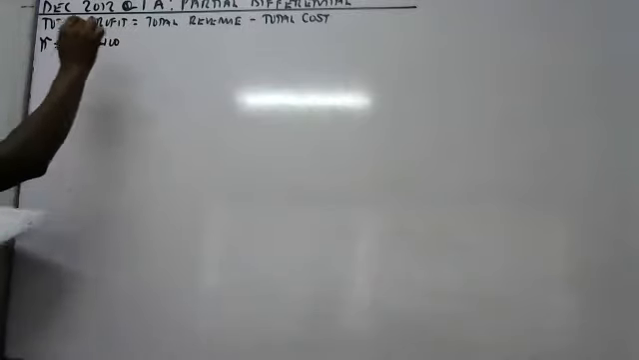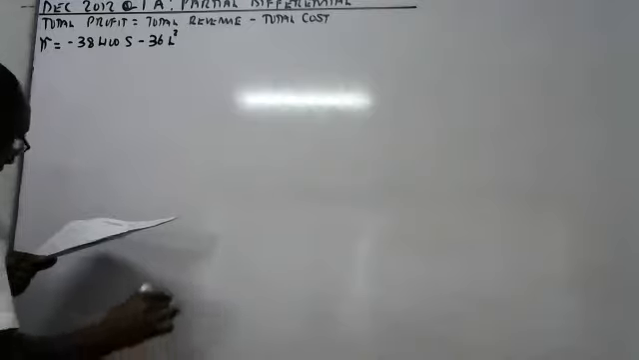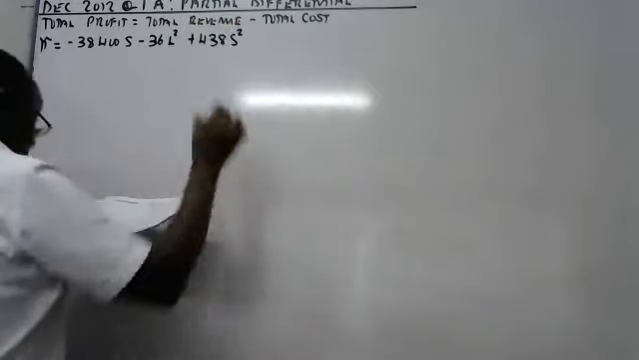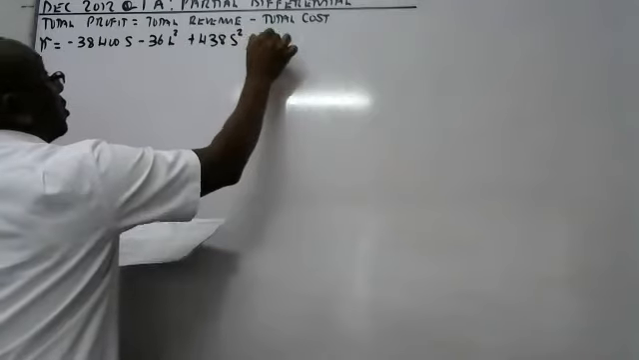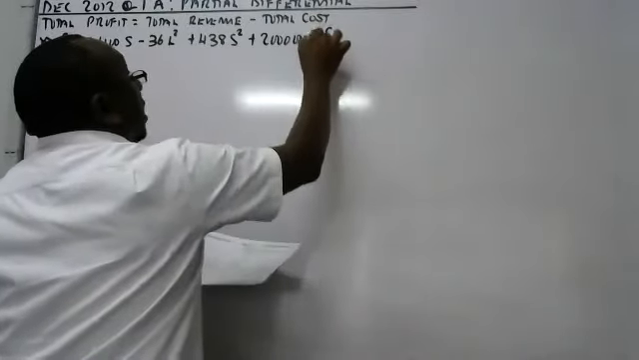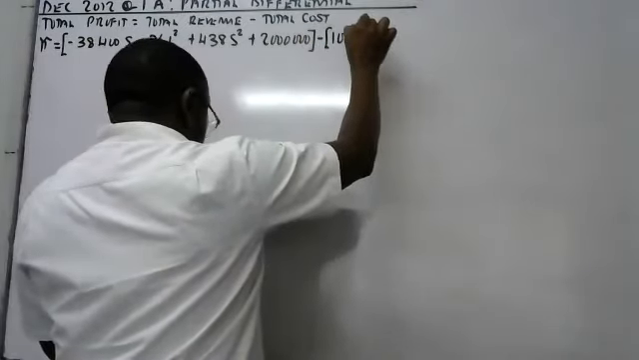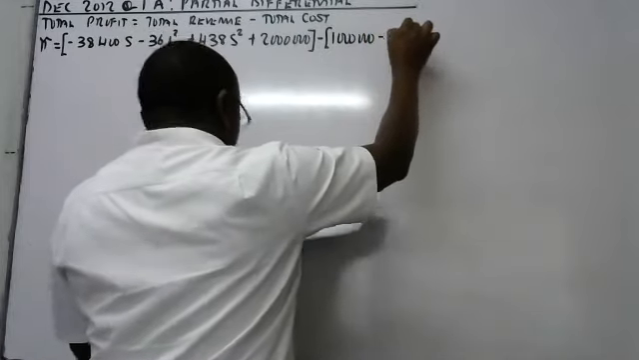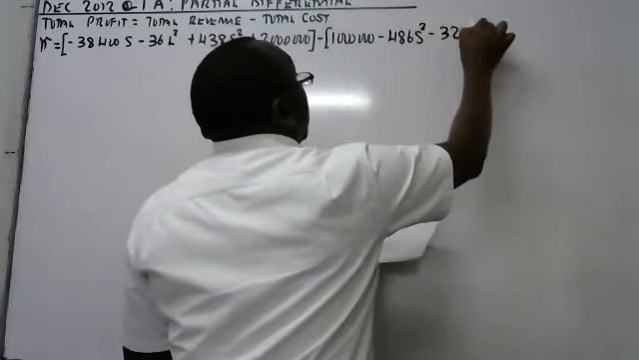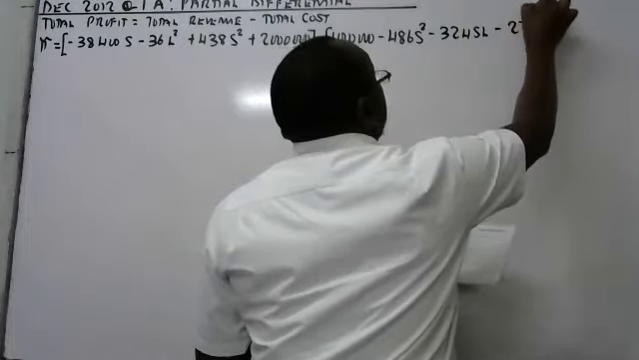minus 38,400 S minus 36 L squared plus 438 S squared plus 2 million. That is the total revenue. You minus the total cost, which is given as 1 million minus 486 S squared minus 324 SL minus 27 L squared.